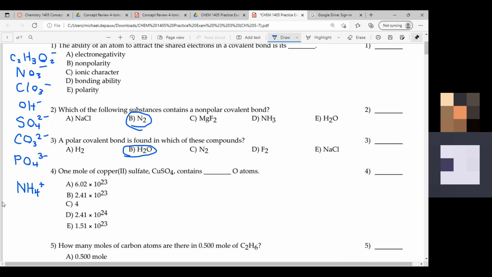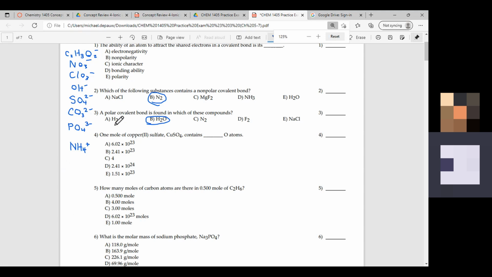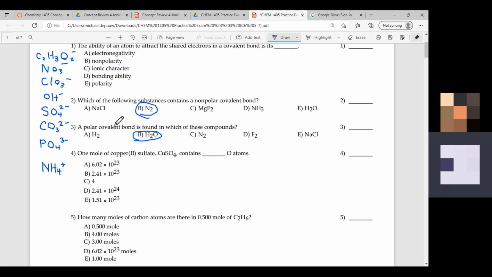Clear as mud, right? No, just kidding. That's carbonate. So there's the list from top to bottom. I'm going to have to zoom out a little bit. You can see it? There we go. That's acetate, nitrate, chlorate, hydroxide, sulfate, carbonate, phosphate, and ammonium, from top to bottom.